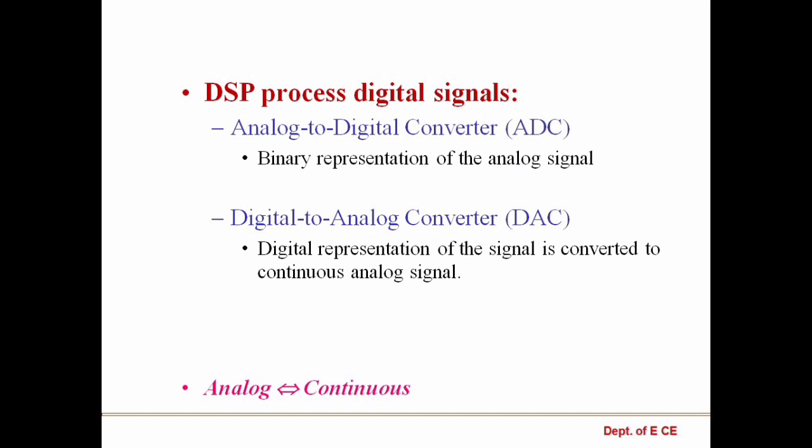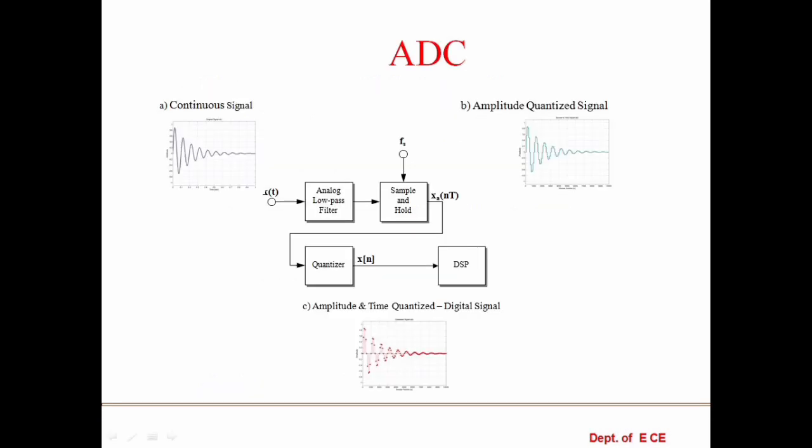So the basic step in a DSP is the ADC. What is meant by ADC? In the case of ADC, initially we are getting an input signal, let it be continuous. This is shown in the figure. The continuous signal is given to the analog low pass filter, which does the filtering operation. After the filtering operation, the output of the low pass filter is given to the sample and hold circuit.